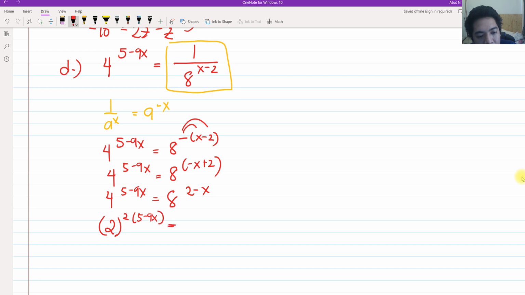And I have to make them the same base. So this is raised to 3 because 2 raised to 3 is 8. So we have 2 minus x. And now we can solve. They have the same base, 2. And now I can equate them to solve for the value of x.